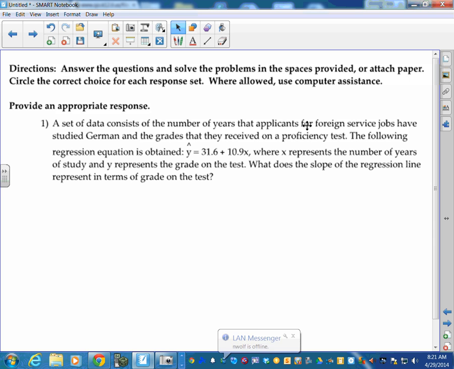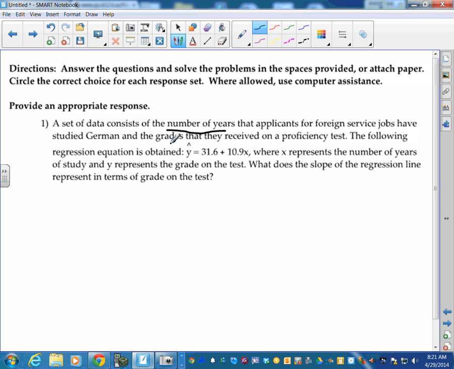All right, so in honor of Austin being here, the data consists of the number of years that the applicants for foreign service jobs have studied German and the grades they received on a test. The following regression equation is obtained, where x represents the number of years, y represents the grade on the test. What does the slope of the line represent in terms of grade on a test? What's the slope mean? Here's years. Here's grade. What's the slope mean, 10.9?